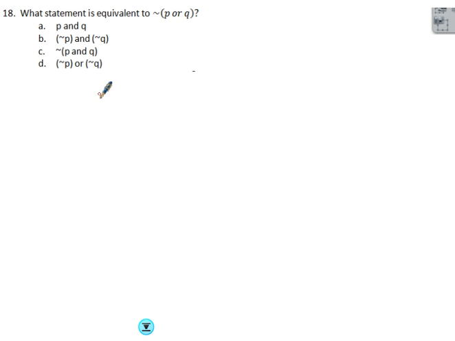What statement is equivalent to not (P or Q)? And this is De Morgan's law, if you remember that. It's kind of like distributing the negation, but when you do that, you have to switch that or to an and. So it will be not P and not Q. So not P and not Q, that looks like B.